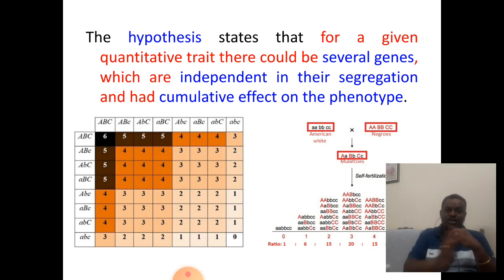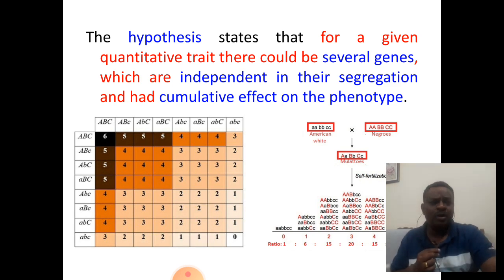And 4, it is much lesser. 3, much lesser. 2, much lesser. 1, much lesser. And 0, no effect at all. So you can find the color between white, where 0 is seen, till 6, where the dark black color is seen. We find the variation in the color. So the number of dominant alleles will affect the phenotype of the individual. So the cumulative effect of these genes is seen on the phenotype. So this is what we call multifactor inheritance or polygenic inheritance.